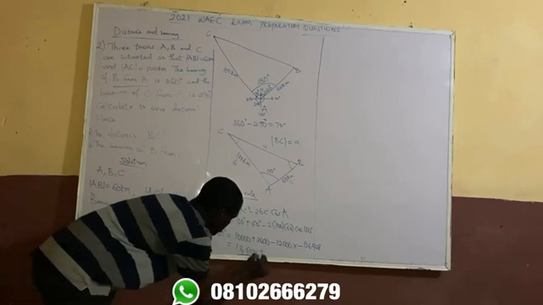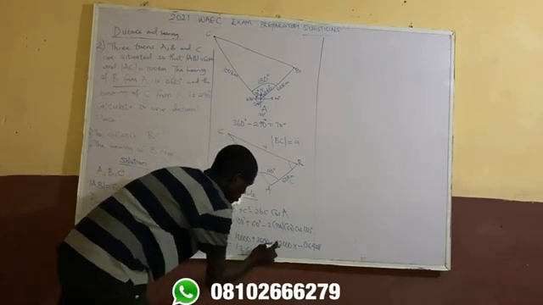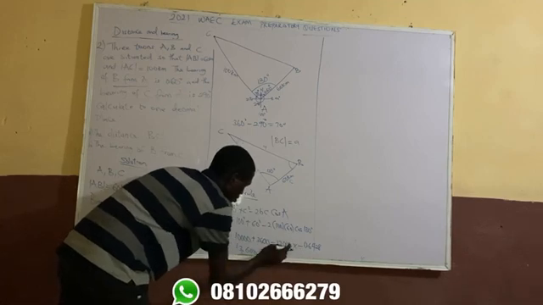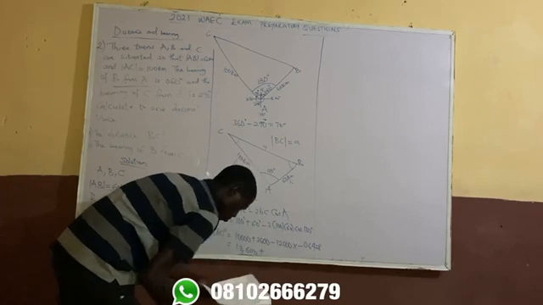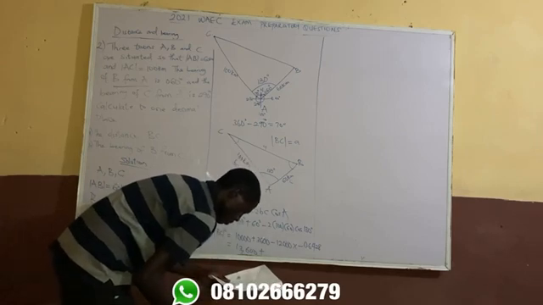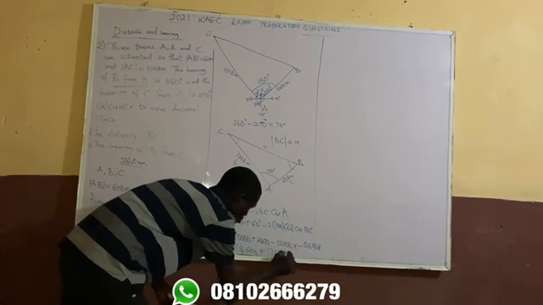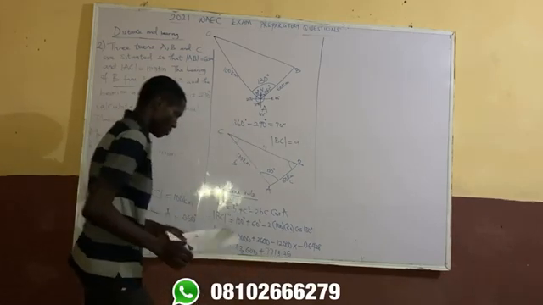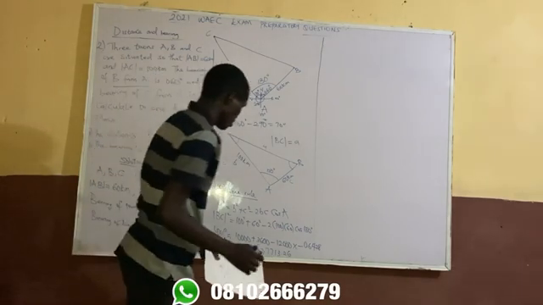Minus times minus gives plus, so minus times this minus will give you plus. 12,000 times 0.6428, we have 770.26. So that's that amount. So add it together.